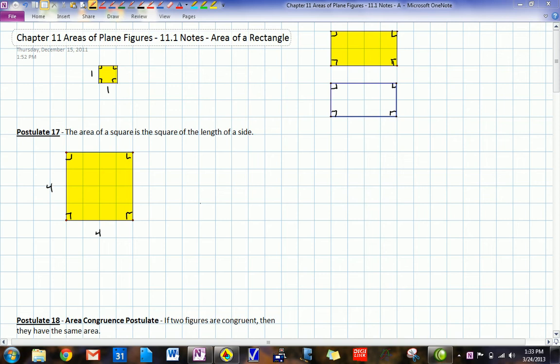The book makes a distinction between the area of a rectangle and actually finding the area of the region inside the rectangle. So technically we're finding the region of areas inside of figures. Let's talk about area just for a second. Area is that amount of space inside the figure.